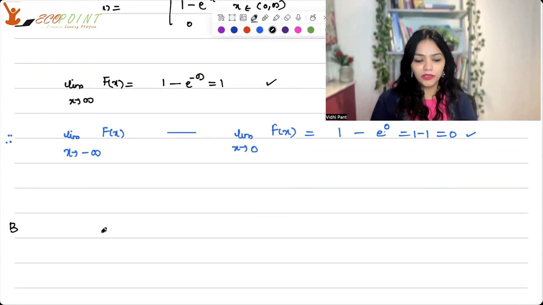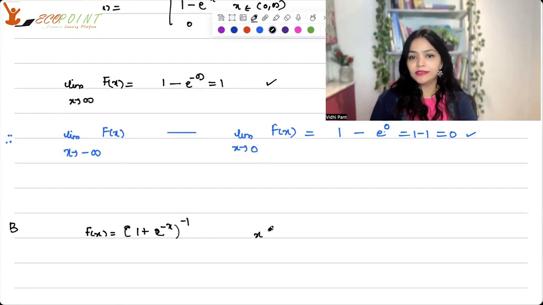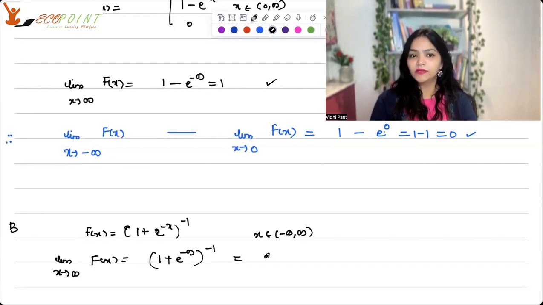ऑप्शन बी में क्या हो रहा है भाई? ऑप्शन बी में जो फंक्शन CDF is, it's (1 plus e to the power minus x) to the power minus 1 and x this time belongs to minus infinity to infinity. So पहली प्रॉपर्टी हमारी हो गई, limit as x tends to infinity F(x). That will be (1 plus e to the power minus infinity) to the power minus 1. So this will give me 1 to the power minus 1. That's 1 only. So this is happening.